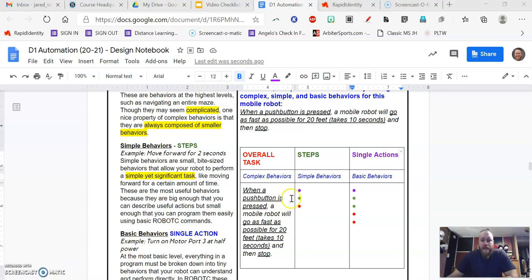Now that we have those reminders, we're ready to break this complex behavior down into simple behaviors. So if I look at this, when a push button is pressed, a mobile robot will go as fast as possible for 20 feet, which takes 10 seconds, and then stop. We've got some clues in this complex behavior.